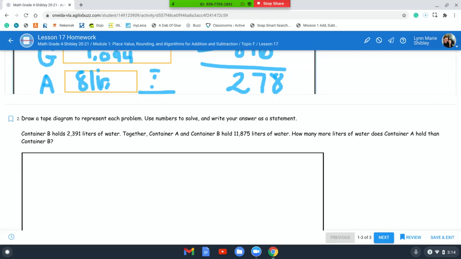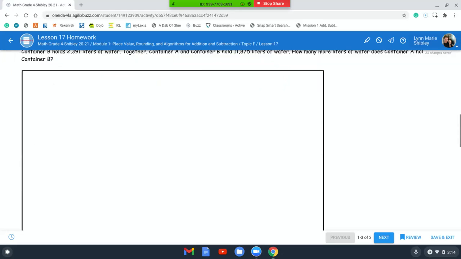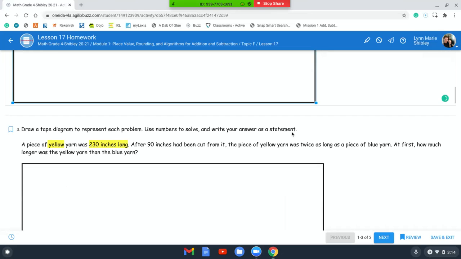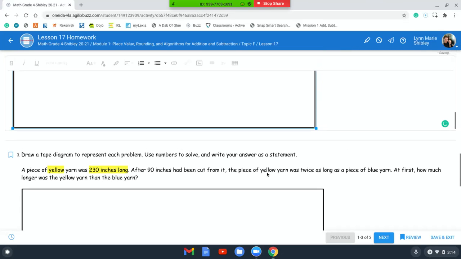Again, this time it told us our total and how much one container had, but it did not tell us how much the other container had. We're going to go ahead and get started with our tape diagram, pulling our drawing down into our box, and we're going to open up our advanced editing.